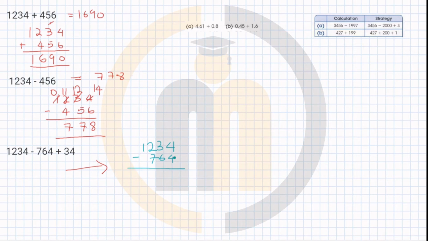Okay, so 4 minus 4, we have 0. We need to borrow for this, this becomes 13, so 13 minus 6 is 7. 1 minus 7 is not possible, so again we have to borrow, become 0, 11, and this will be 4. Now immediately after this you can do the next one, which is plus 34, all in one go. 0 plus 4 is possible, so it's 4. 7 plus 3 is 10, so 0 comes here, 1 goes up. 4 plus 0 plus 1, you will get 5. Alright, so the answer here for this question is 504.